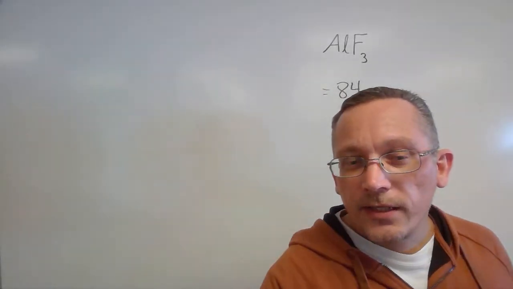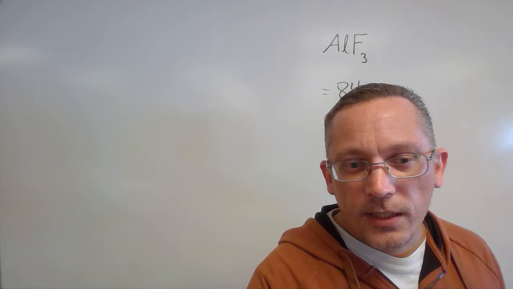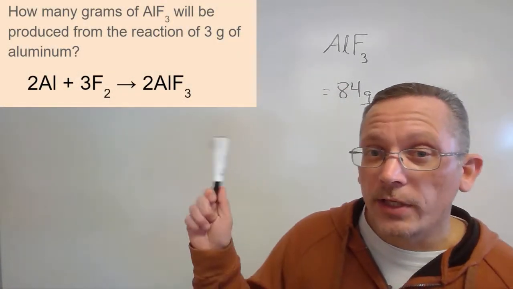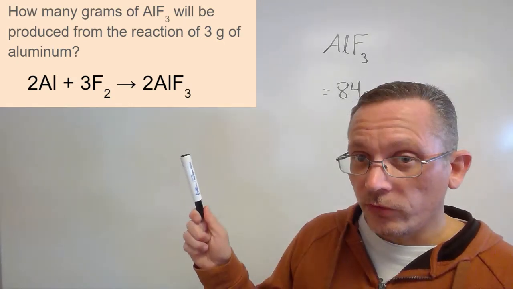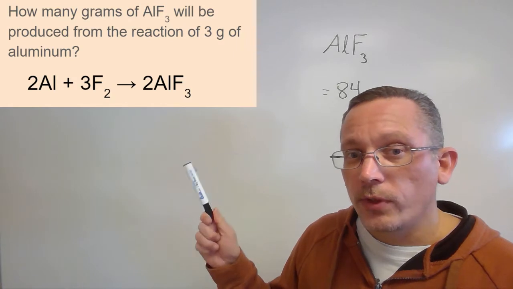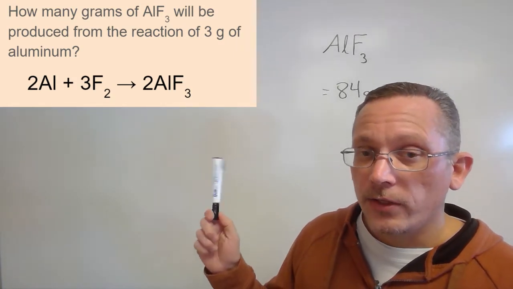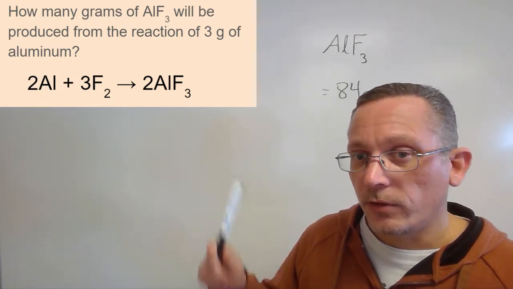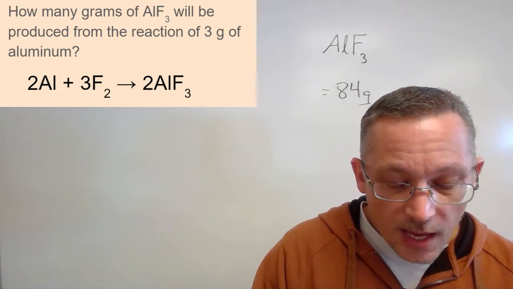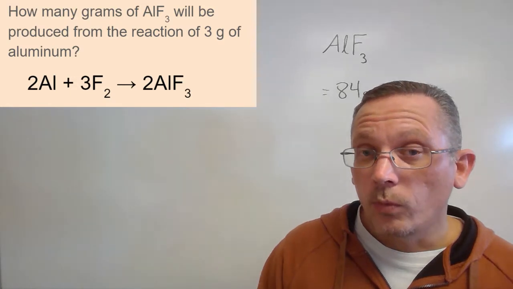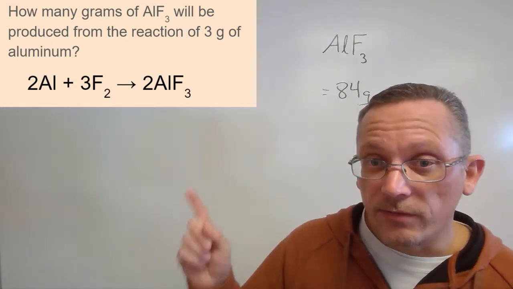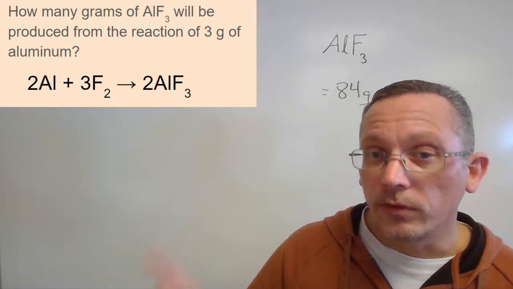All right, all that said, let's go ahead and take a look at an example of a grams to grams problem. Okay, this one says, how many grams of aluminum fluoride, AlF3, will be produced from the reaction of 3 grams of aluminum? And you can see right there underneath that we have the chemical equation for that reaction. So just like every stoichiometry problem, we're going to start with the number they gave us in the problem. And you can see in the problem they gave us 3 grams of aluminum.